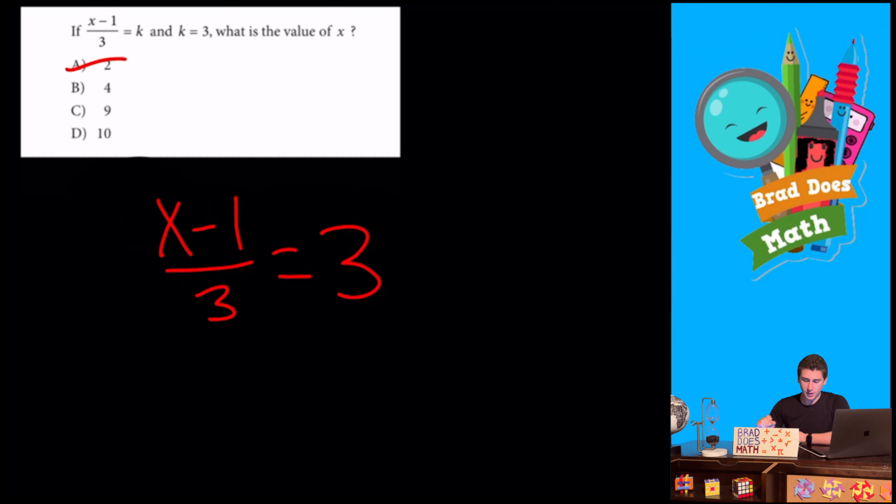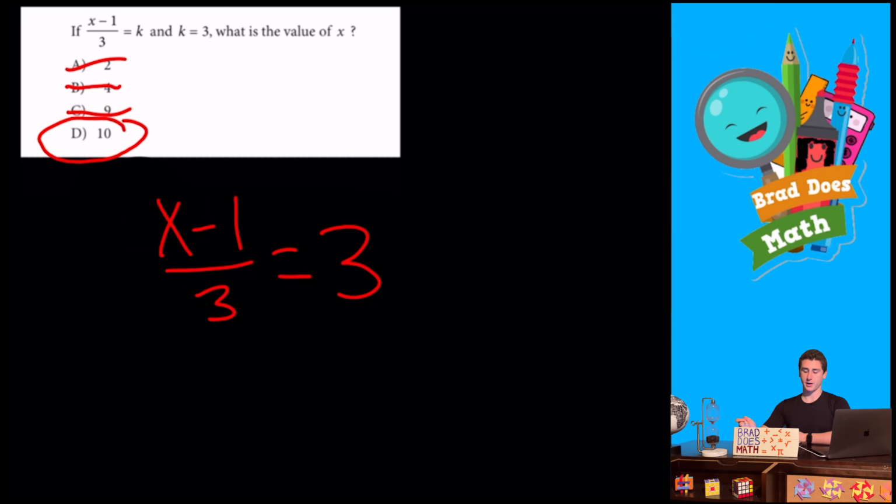Answer choice B, we're plugging in 4. So 4 minus 1 is 3, and 3 over 3 is not 3. 3 over 3 is 1. So we eliminate B as well. And then C, 9 minus 1 is 8. And 8 over 3 is a fraction. Does not come out evenly. So the answer is definitely D here, since we've eliminated the other 3.